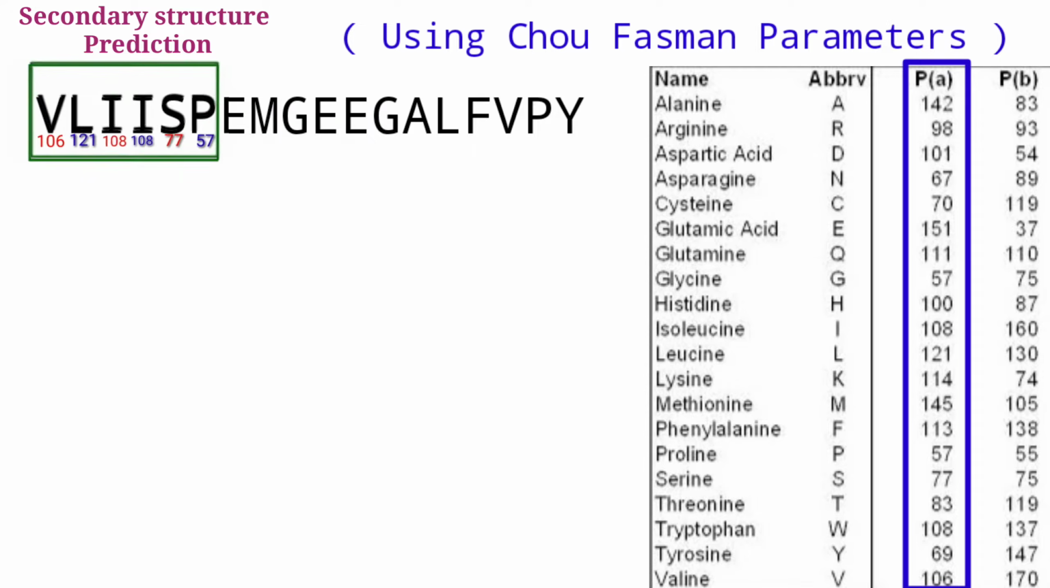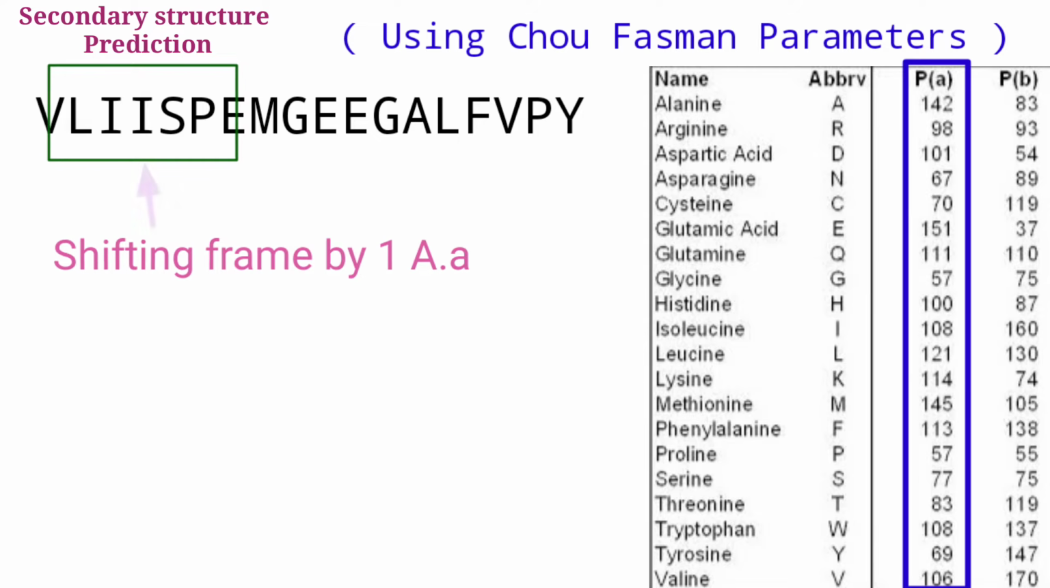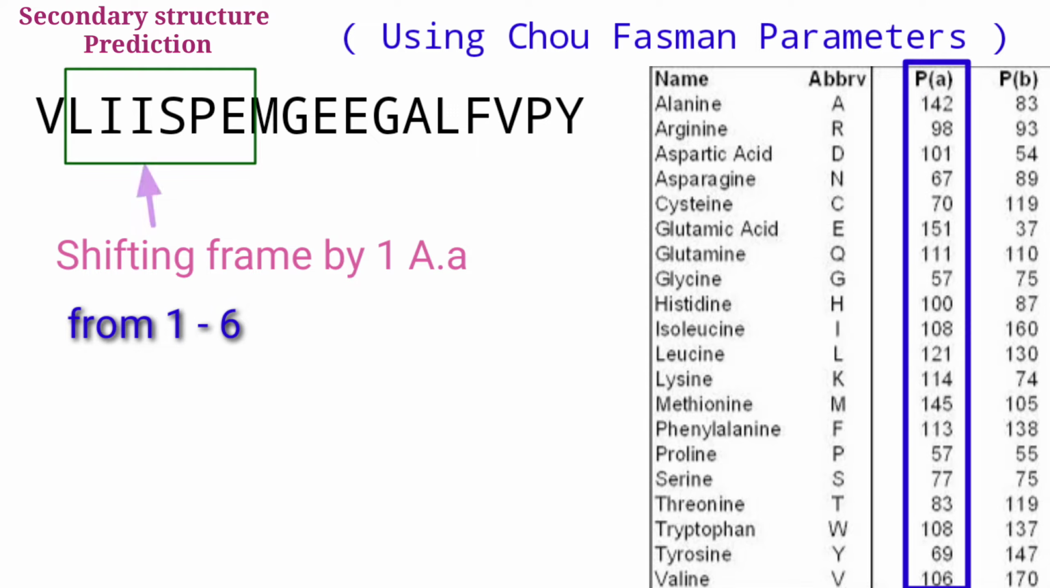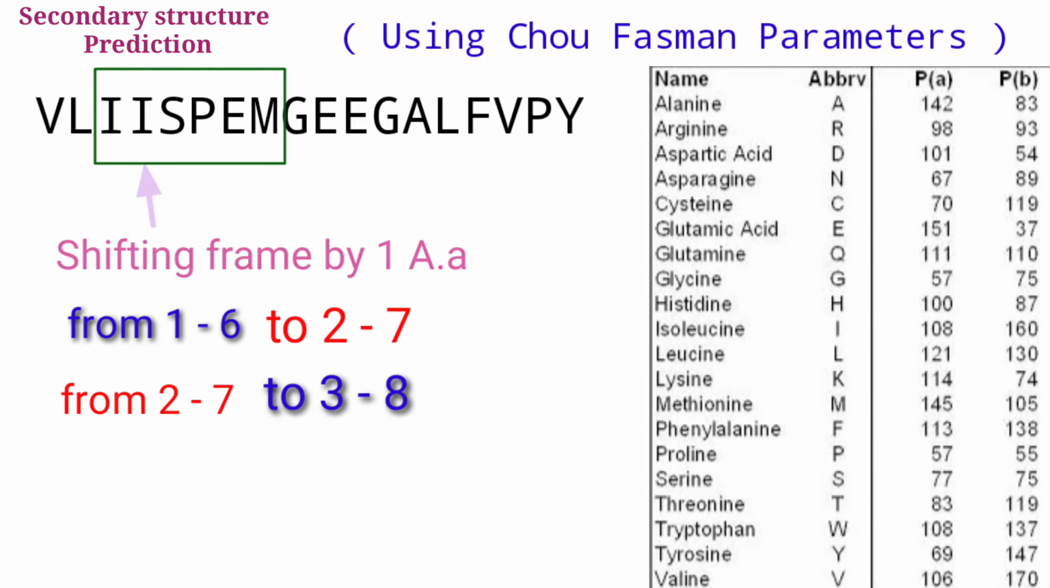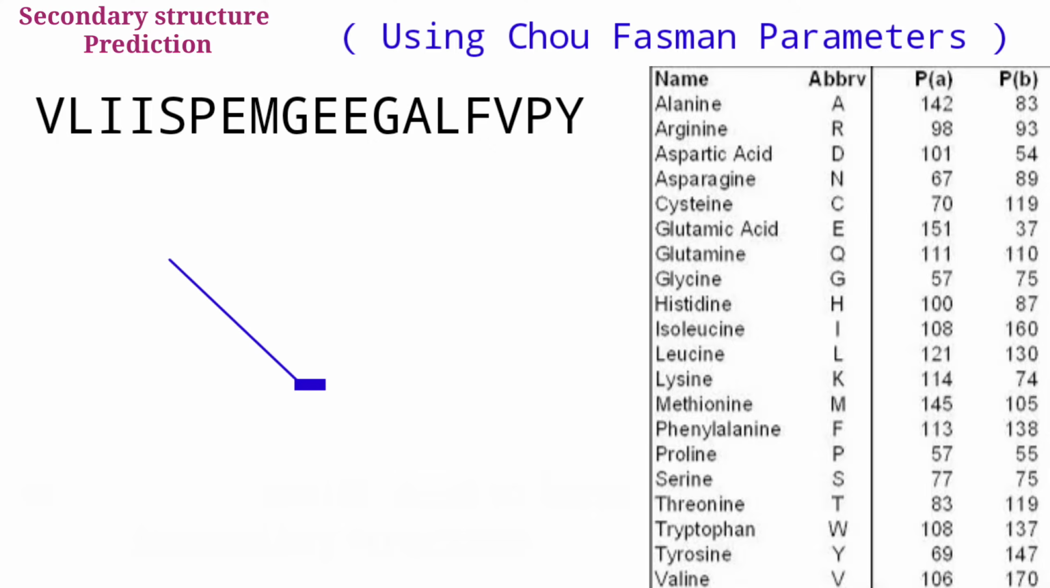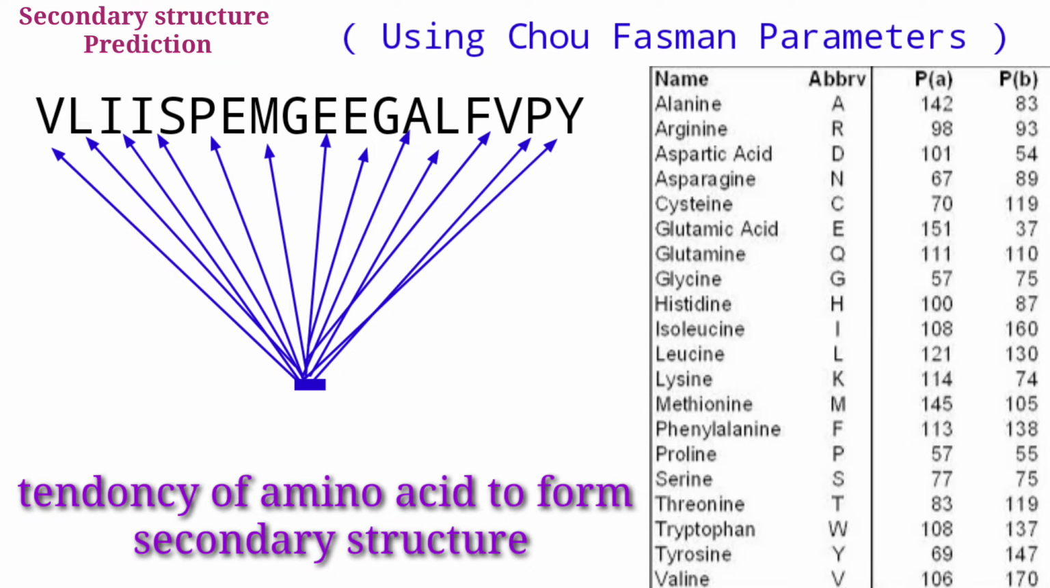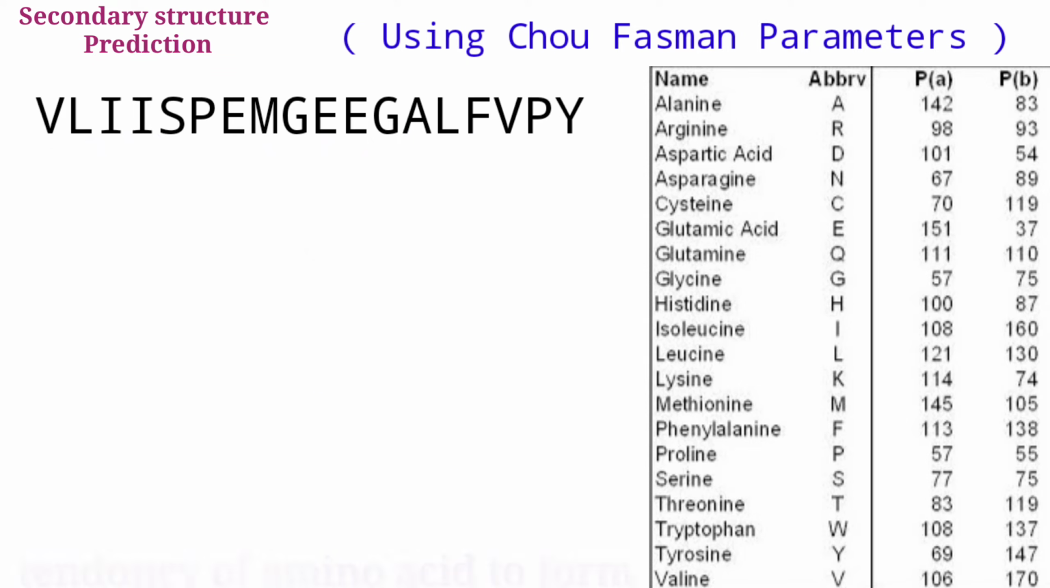If you keep doing this by shifting the frame by one amino acid, in this case we have selected 1 to 6, now we shift the frame from 2 to 7, then again we shift the frame from 3 to 8. In this way you will see the propensity of each amino acid to likely form a secondary structure.